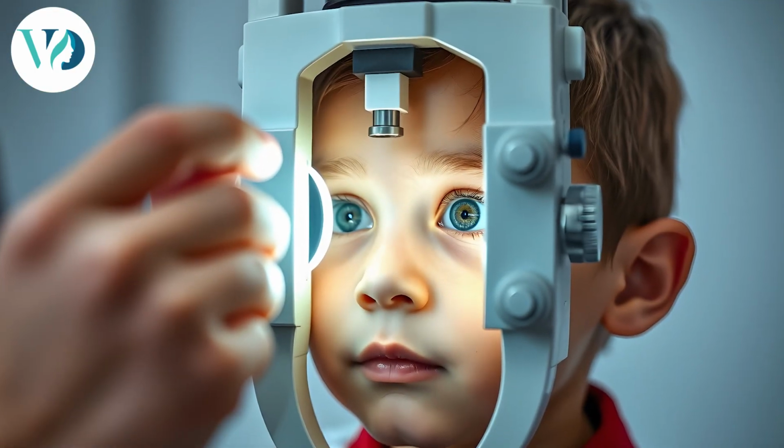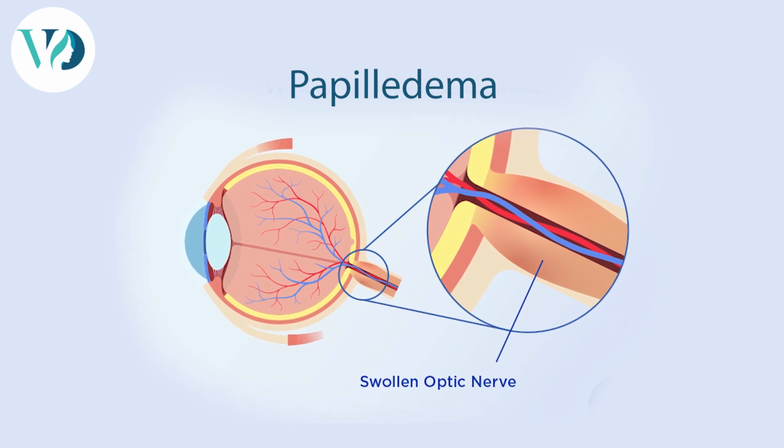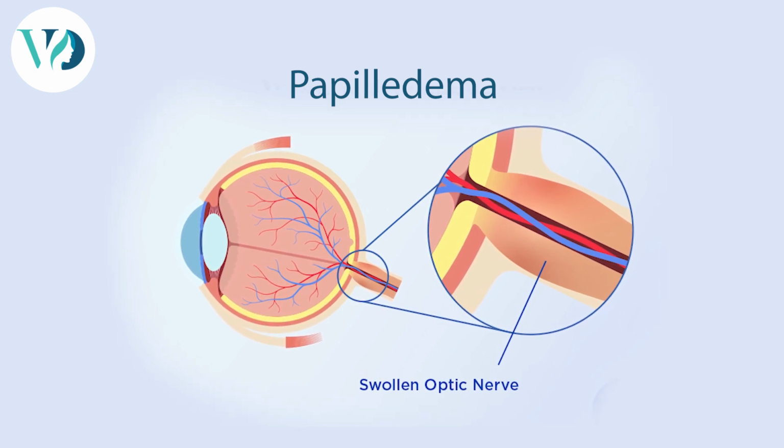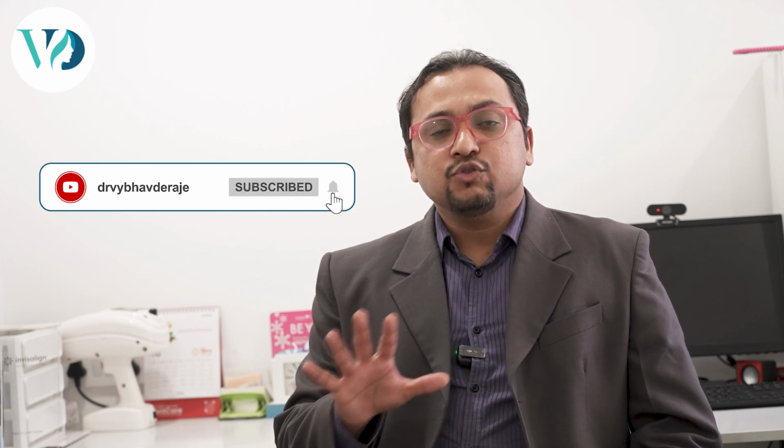Other than CT scan and an MRI, we usually also get an eye checkup done to see if there is any optic disc swelling or something that is called papilledema, which tells us that the brain is under pressure. So this is also an important test in the craniosynostosis protocol. Now these are the usual tests.